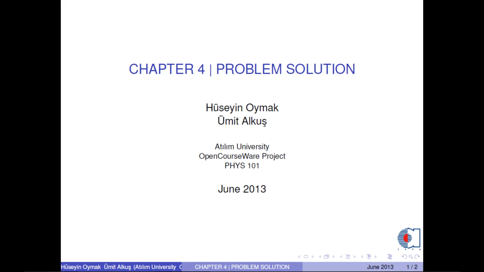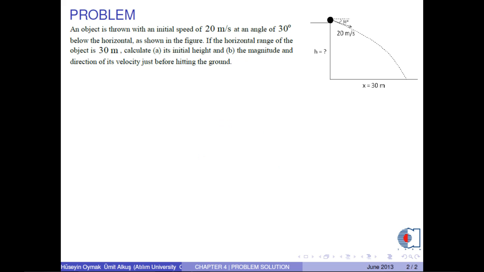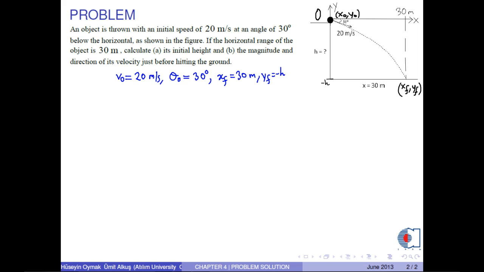In this video, we will solve one problem in chapter 4. An object is thrown with an initial speed of 20 meters per second at an angle of 30 degrees below the horizontal. If the horizontal range of the object is 30 meters, calculate A. its initial height and B. the magnitude and direction of its velocity just before hitting the ground.